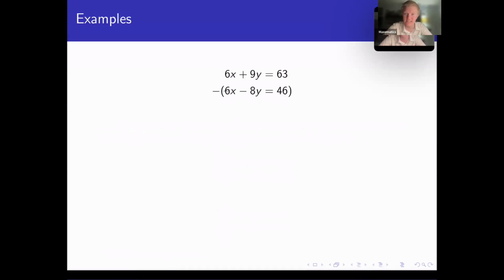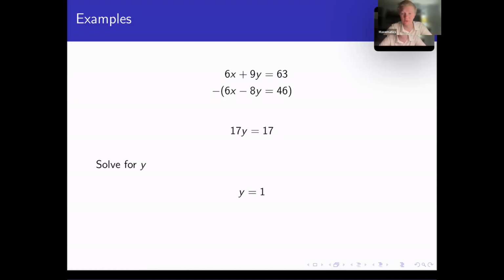6x minus 6x is 0. It goes away. We eliminated x. 9y minus -8y would be plus 8y. So 17y. 63 minus 46 is 17. Divide both sides by 17, and we get y equals 1.